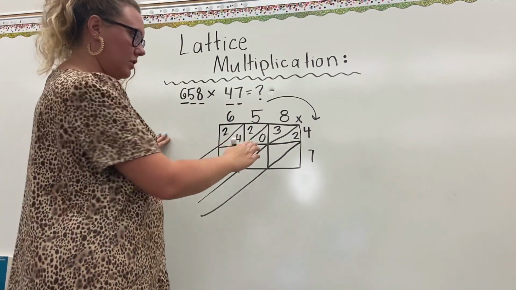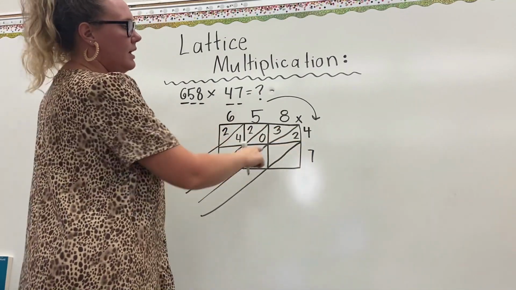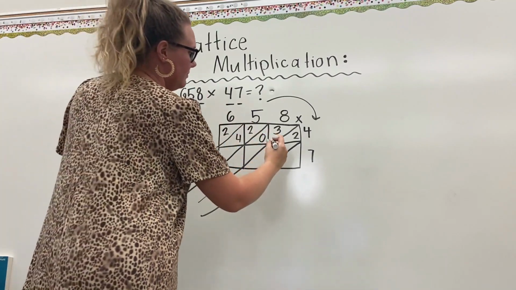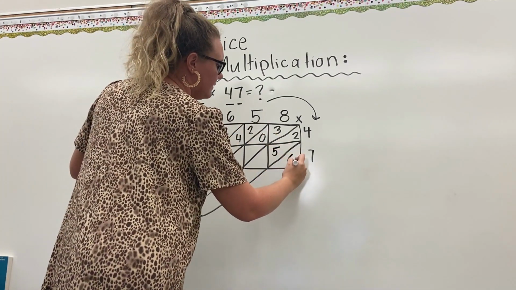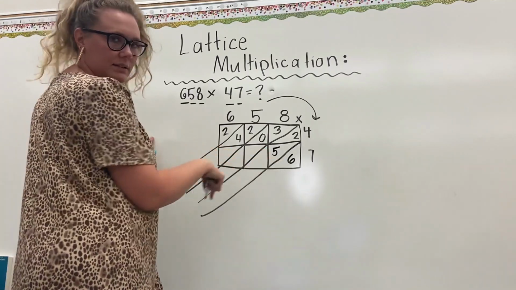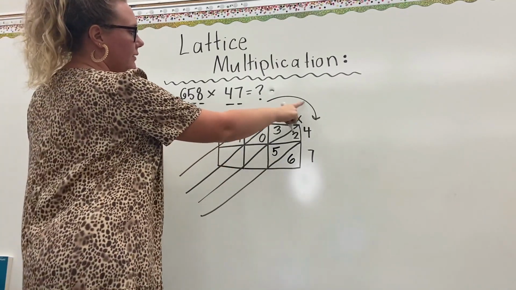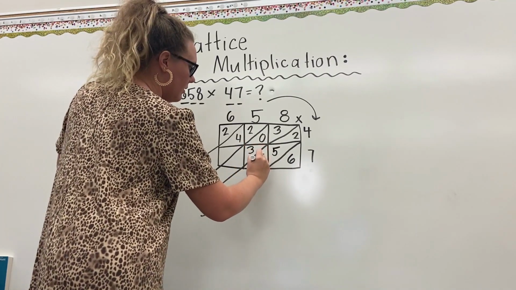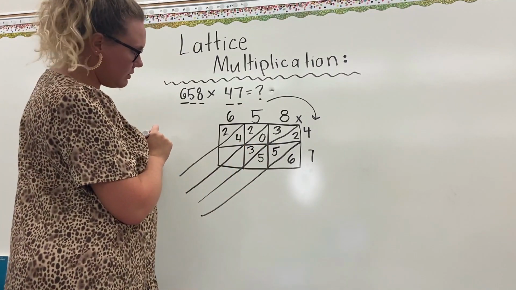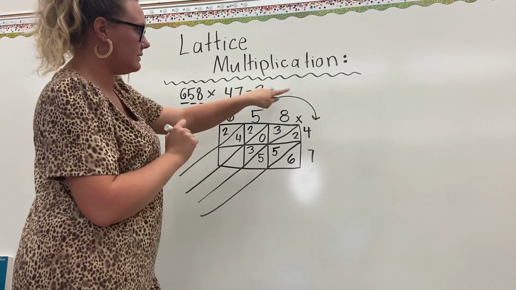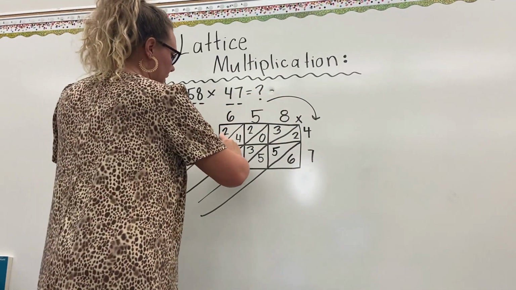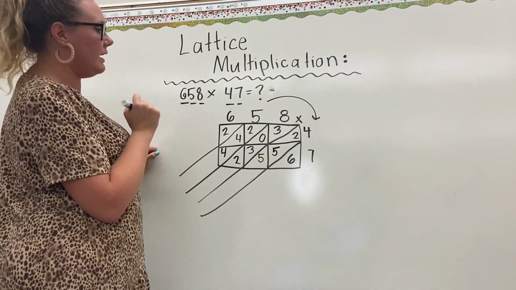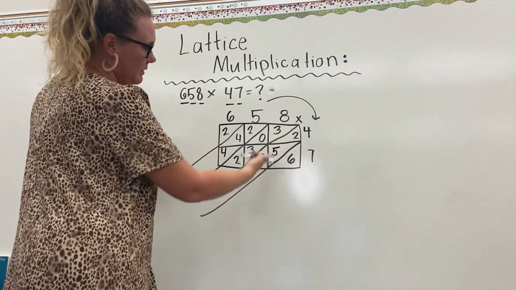Okay, now I'm going to go finish this and I'm going to do the next one. 8 times 7. 56. A 5 in one section and a 6 in the other. Okay, now I'm going to do 5 times 7. Well, I know that is 35. 3 in one section and a 5 in the other. And lastly, I need to do 6 times 7, which we know is 42.